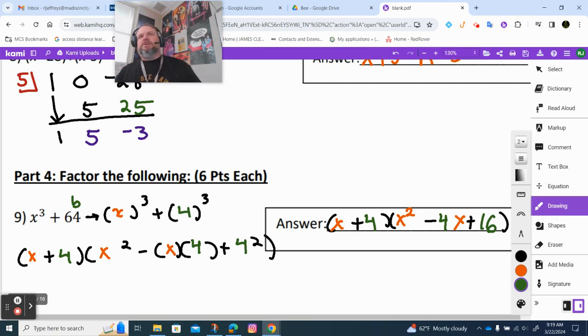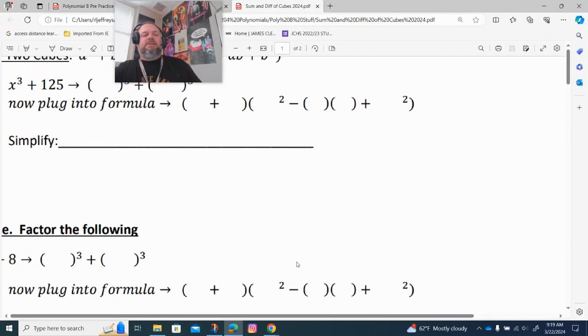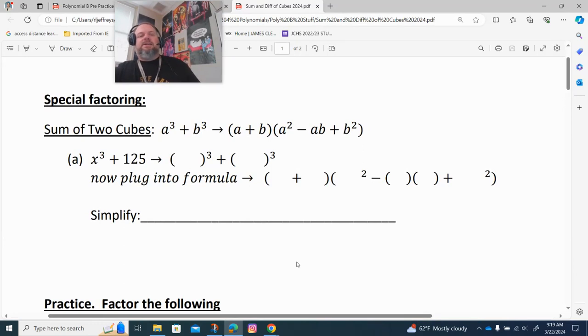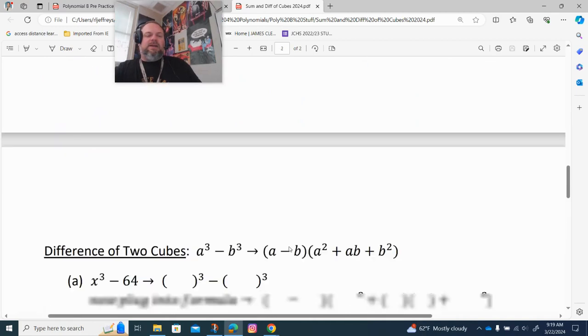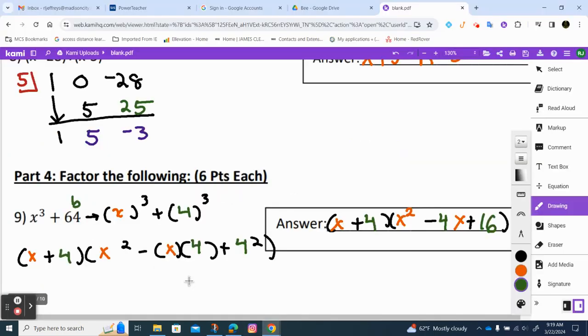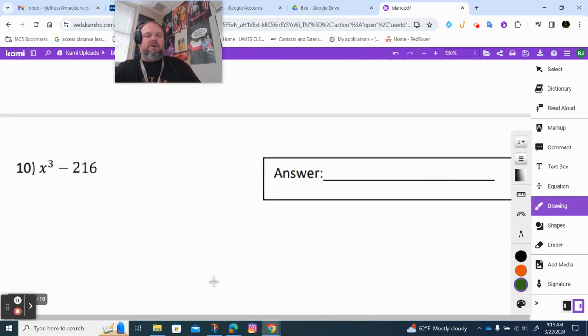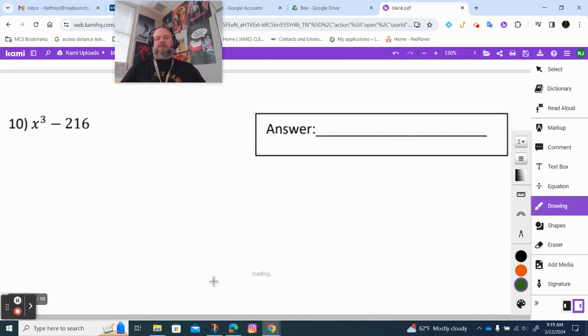Did you look at your notes? Because look, see how it says sum of two cubes? That's exactly the pattern that I used from our notes from the other day. And guess what? Here on this next one, this is exactly the pattern I'm going to use for this next one. It just looks different because I don't have all the parentheses already written.